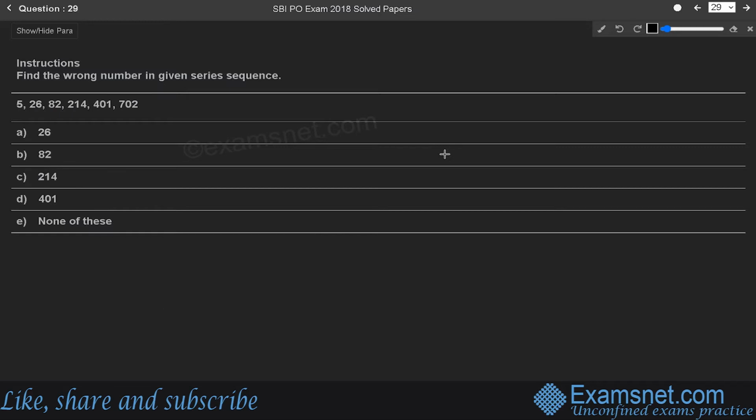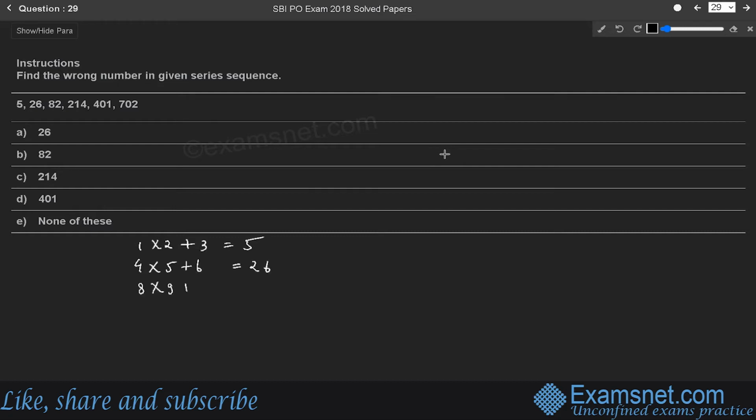Again, the question has the same directions. Here the series has the numbers 5, 26, 82, 214, 401 and 702. We know that 1 into 2 plus 3 gives 5. This is the pattern of the series here. Similarly, 4 into 5 plus 6 will give 26.